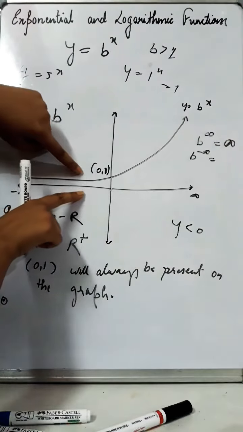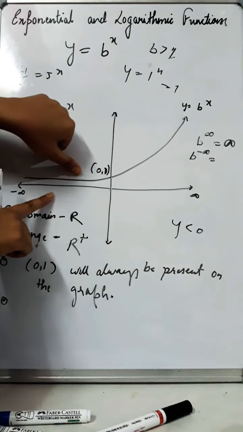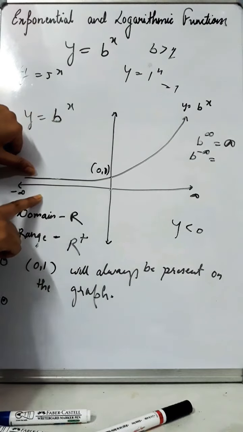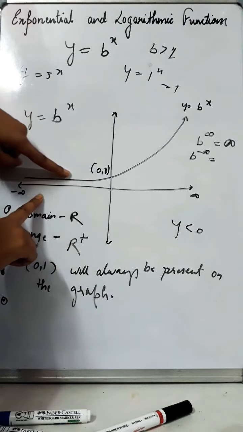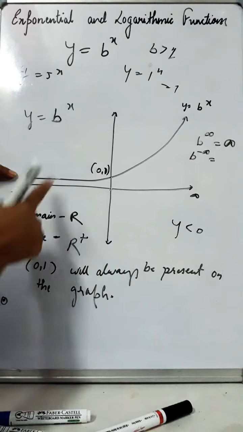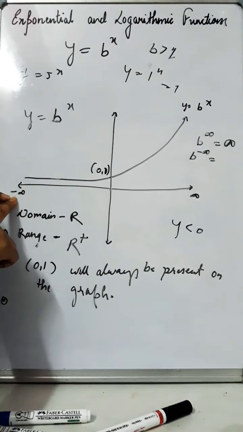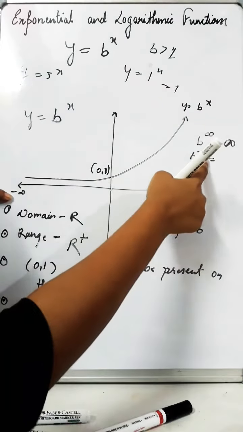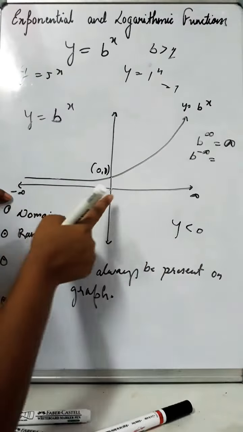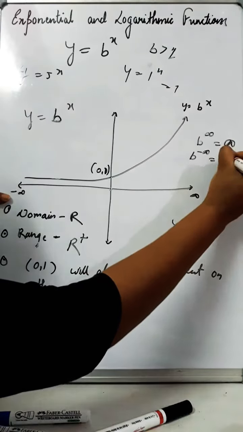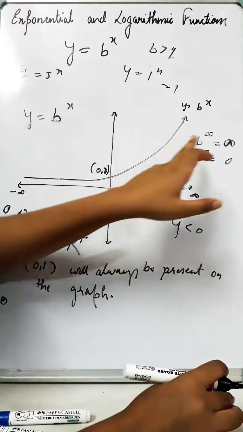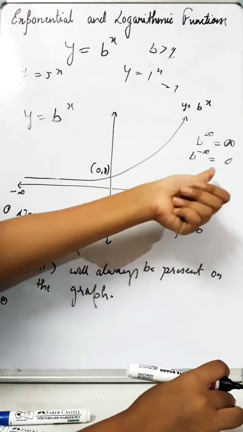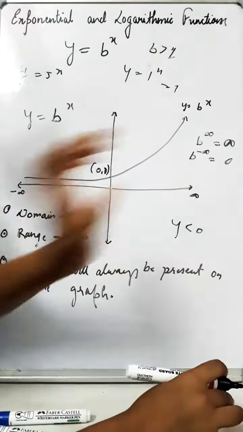And here the minus of infinity, the left extreme end. As you go on decreasing your x, the graph also tends towards the x-axis, and the moment you reach minus infinity, your graph intersects the x-axis. So at minus infinity, this graph will intersect, that means you will get the value 0. For any exponential function, b raised to the power infinity is infinity, and b raised to the power minus infinity is 0.